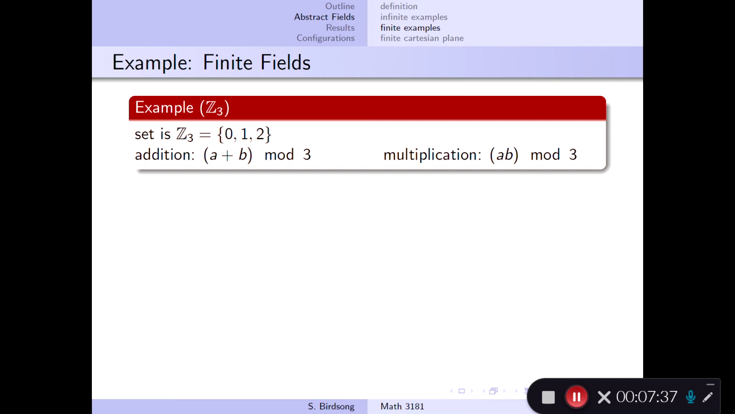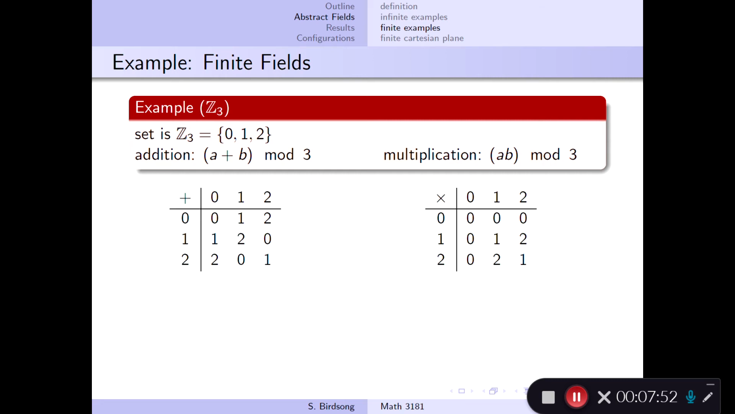In terms of addition and multiplication, it'll be mod 3. Why? Because if you take the remainder of any number after you divide it by 3, the remainders are going to be 0, 1, or 2. This is why we do mods here. It's also why it's written z mod 3. Okay? So, just like with the last example, we can totally put together the addition and multiplication table.